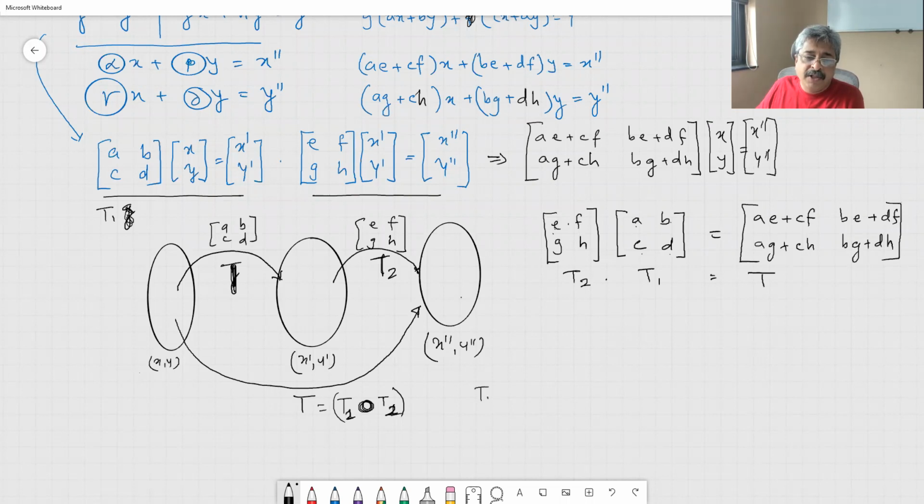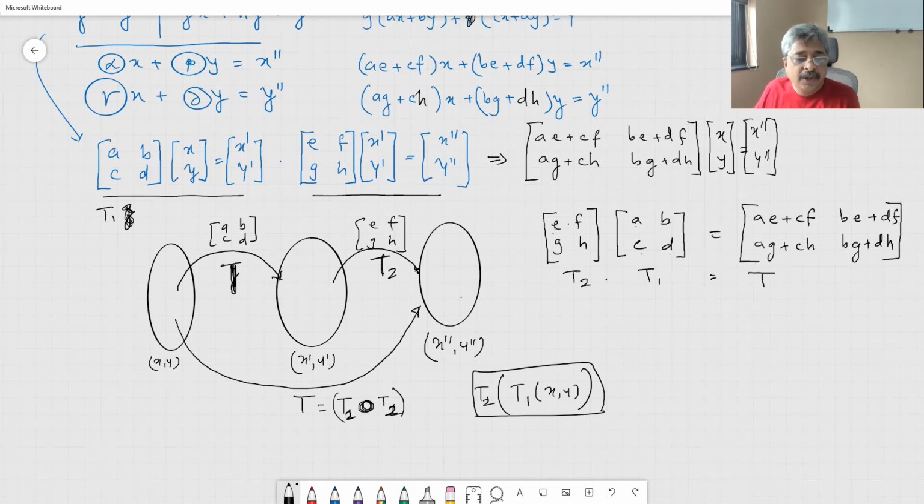Basically T1, T2 of T1 of x comma y. T2 of T1, T2 of T1.